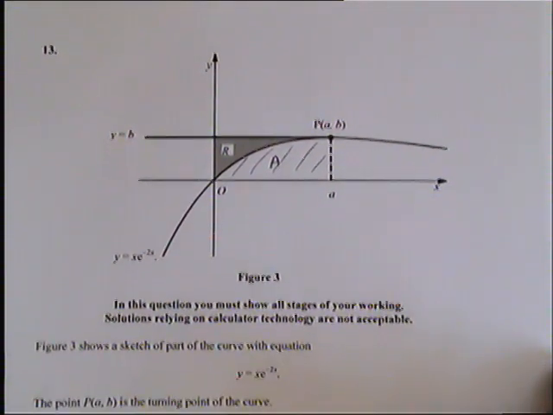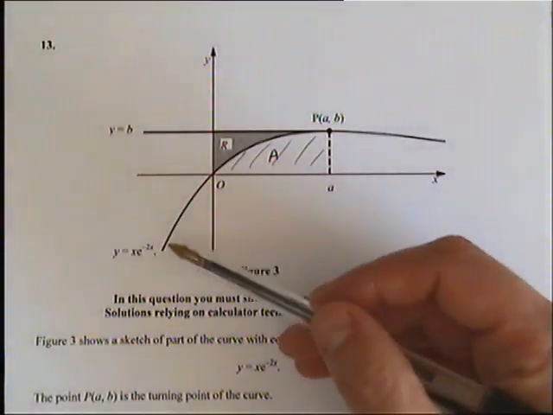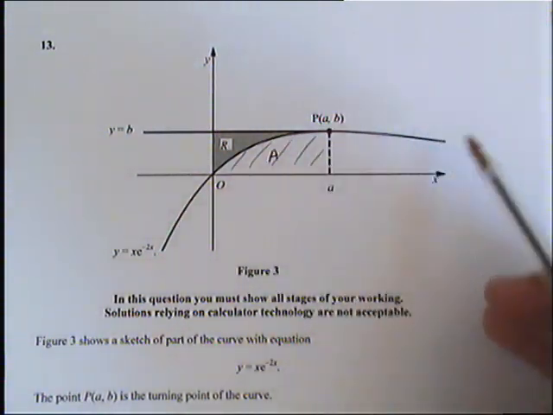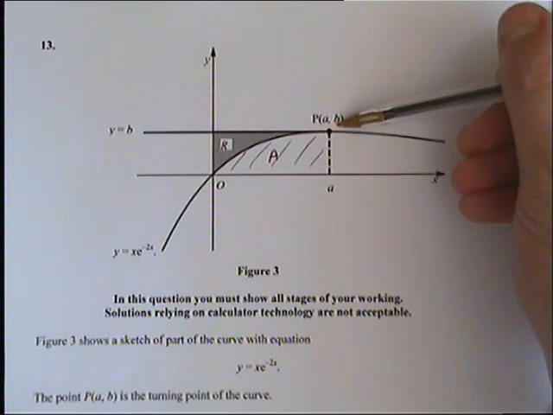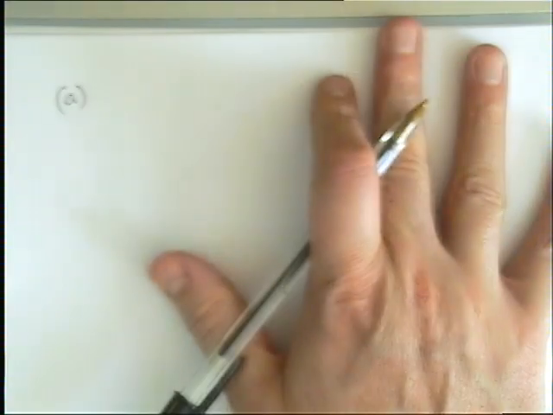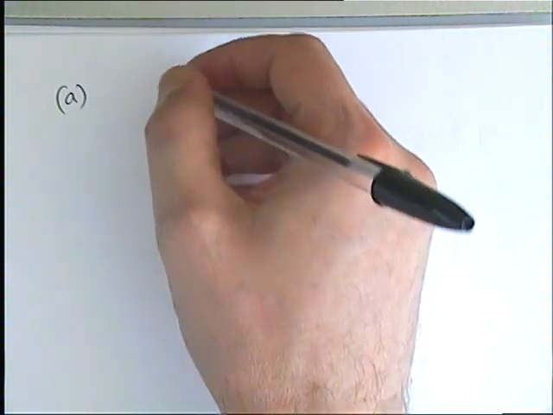This is question 13, and we're going to be looking at this curve with equation y equals x e to the minus 2x. In particular, finding its turning point here and also finding the area indicated by R in part 2. Let's start with part 1, or part A, I suppose. Part A says, can we find the coordinates of the turning point?